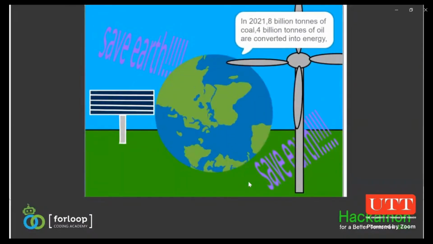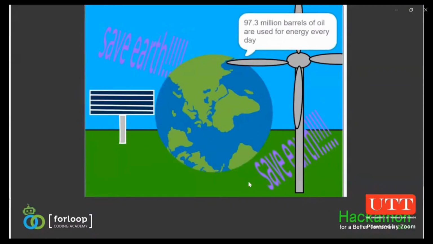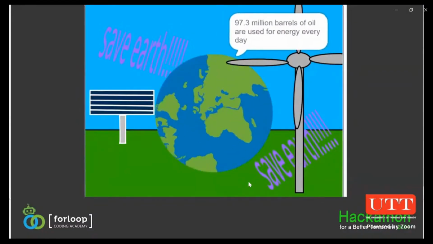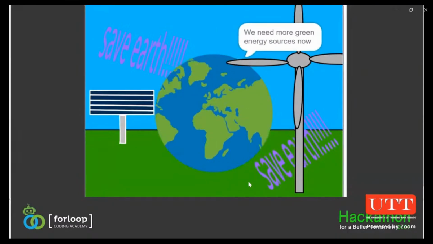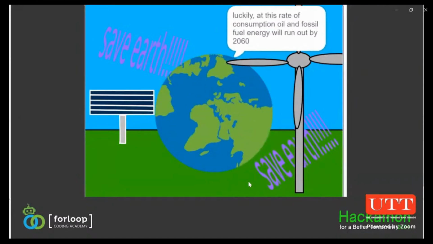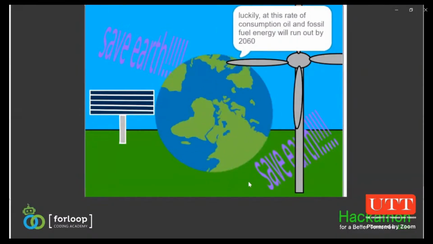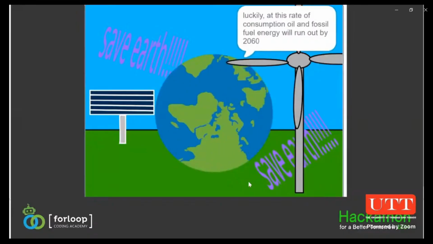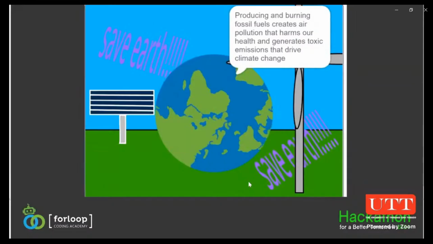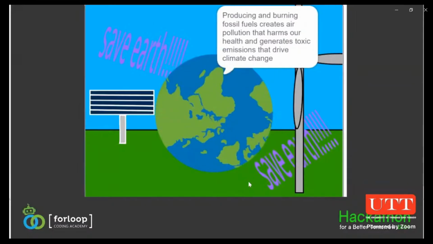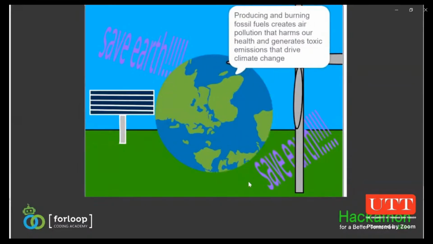In 2021, 97.3 million barrels of oil are used for energy every day. We need more green energy sources now! Luckily, at this rate of consumption, oil and fossil fuel energy will run out by 2060. Producing and burning fossil fuel creates air pollution that harms our health and generates toxic emissions that drive climate change.